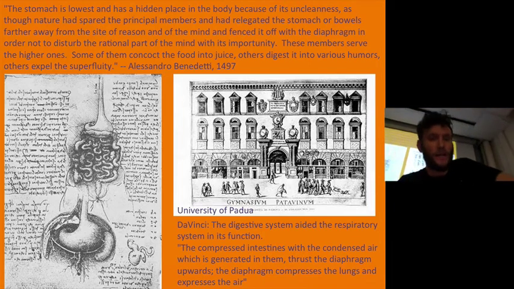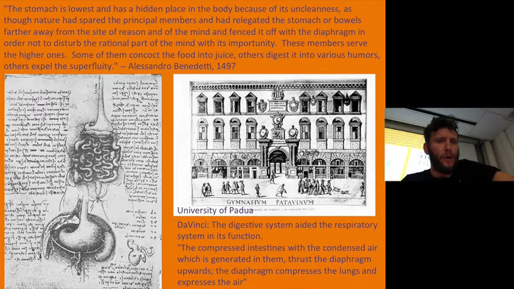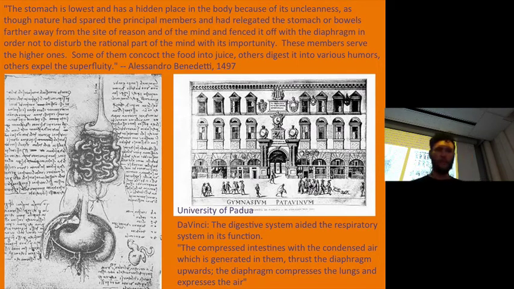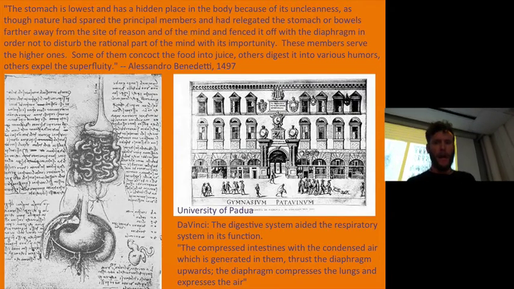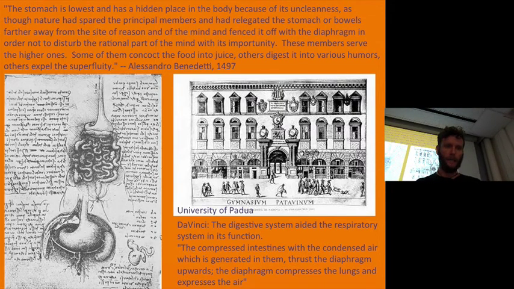His ruminations on the GI tract, quote, "The stomach is the lowest and has a hidden place in the body because of its uncleanness, as though nature had spared the principal members and had relegated the stomach or bowels farther away from the sight of reason and of the mind, and fenced it off with the diaphragm in order not to disturb the rational part of the mind with its importunity. These members serve the higher ones. Some of them concoct the food into juice, others digest it into various humors, others expel the superfluity."